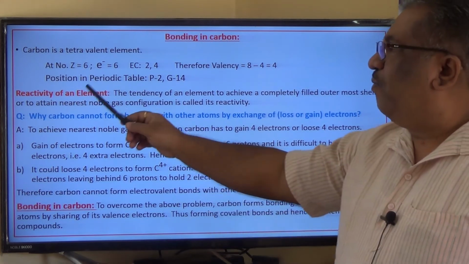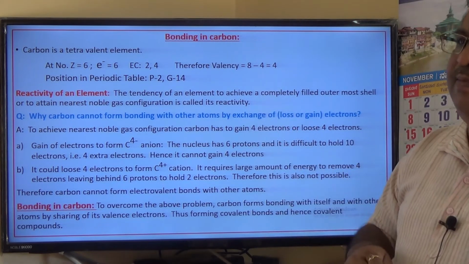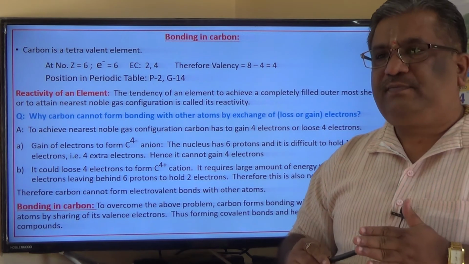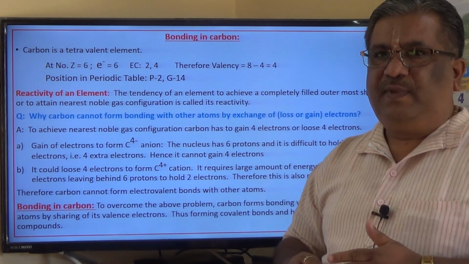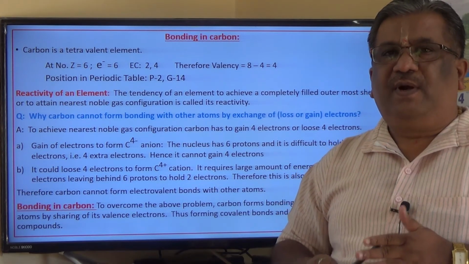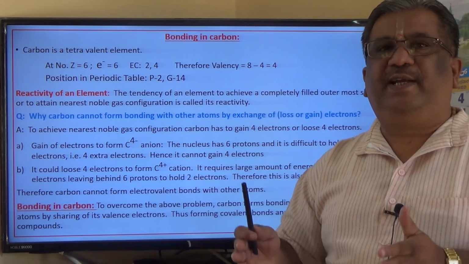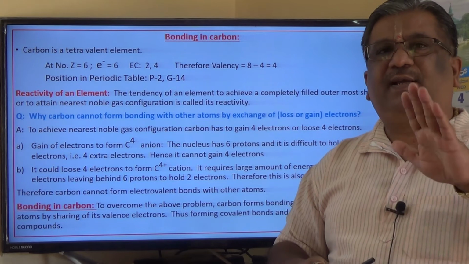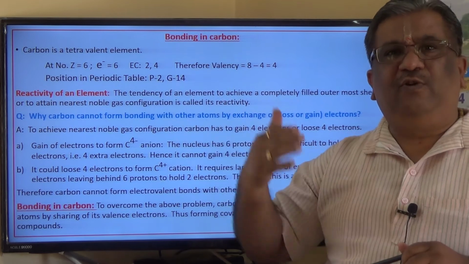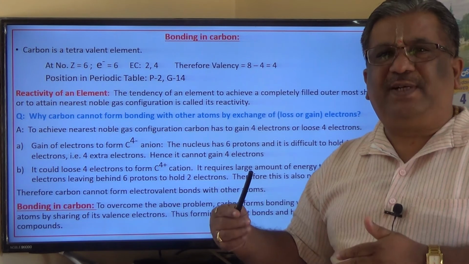Next, what do you mean by the reactivity of an element? In a periodic table, if you look at all the elements, they are electrically neutral, meaning the number of protons and electrons are equal. What is the meaning of that? The magnitude of positive charge is equal to the magnitude of negative charge. So electrically they are neutral. What about chemically? Chemically, other than the noble gases, most of the elements are highly reactive. Of course, reactivity depends upon element to element.